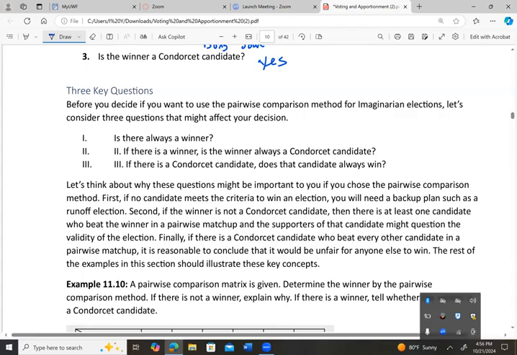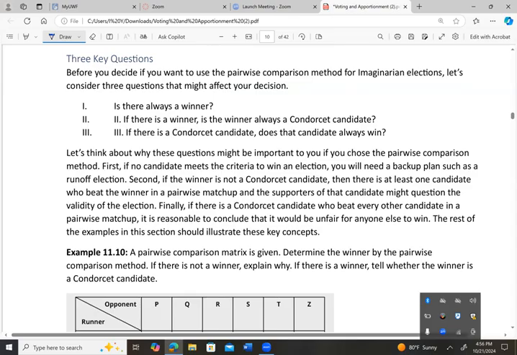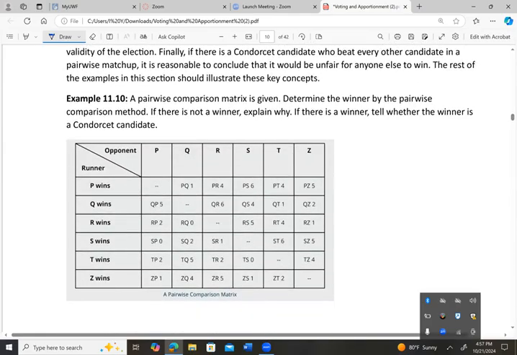So let's think about why these questions might be important to you if you choose the pairwise comparison method. First, if no candidate meets the criteria to win an election, you will need a backup plan such as a runoff election. Second, if the winner is not a Condorcet candidate, then there is at least one candidate who beat the winner in a pairwise matchup, and the supporters of that candidate might question the validity of the election. Finally, if there is a Condorcet candidate who beat every other candidate in a pairwise matchup, it is reasonable to conclude that it would be unfair for anyone else to win. The rest of the examples in this section should illustrate these key concepts.